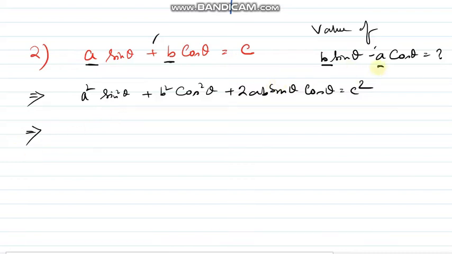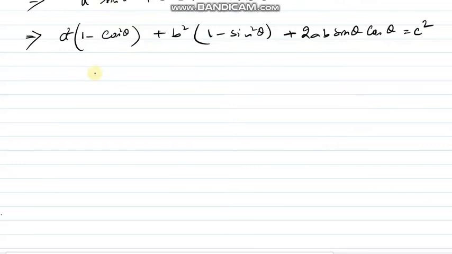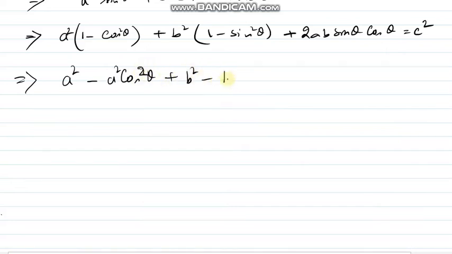Now what is there with the coefficient of a? That is cos theta, but here it is sin theta. So I will write sin square theta as 1 minus cos square theta, and cos square theta as 1 minus sin square theta, plus 2ab sin theta cos theta equals c square. Now if I explain this further: a square minus a square cos square theta plus b square minus b square sin square theta plus 2ab sin theta cos theta equals c square.